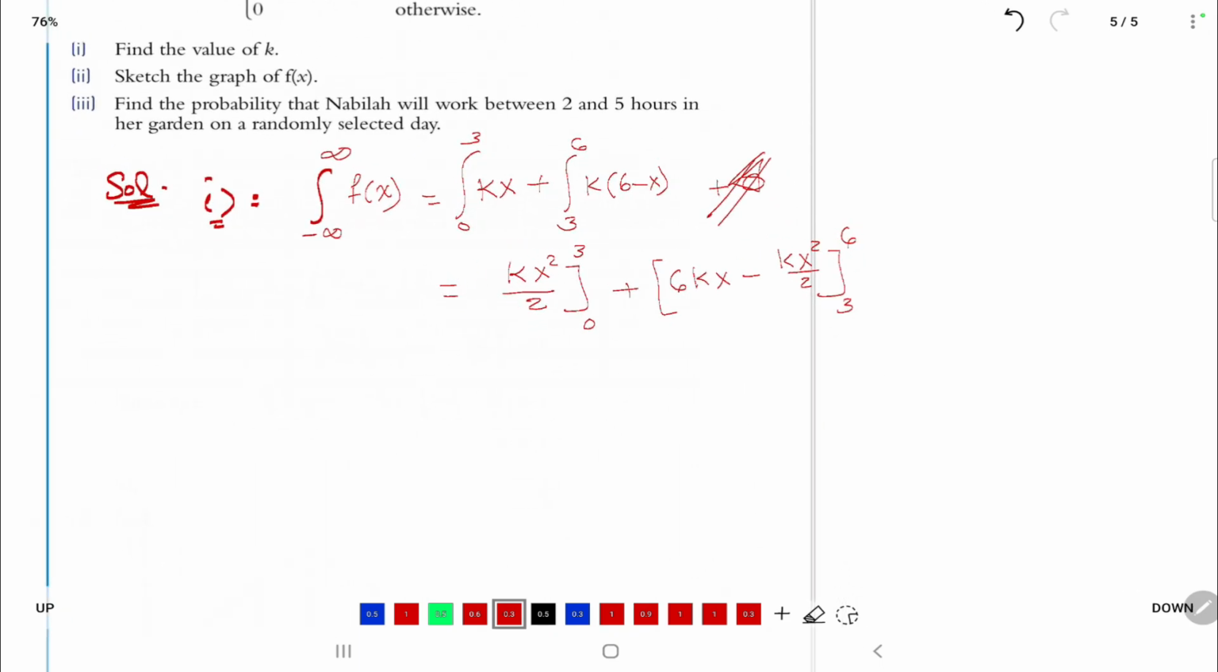Plugging these values here, we will get 9k over 2. If I plug in 3 here, I'll get 9k over 2. If I plug in 0, it will be 0. So there is no need to write minus 0. Okay, plus.